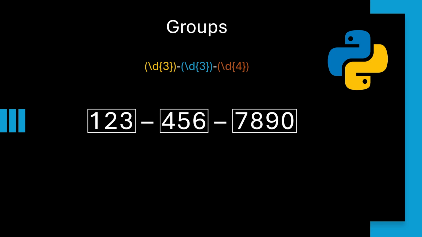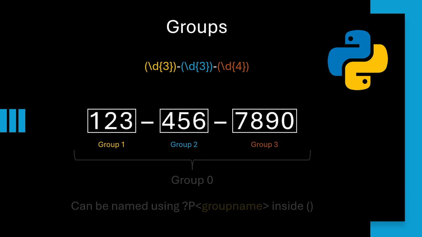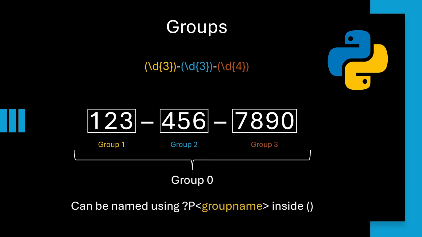Inside these parentheses, the first two groups have 3 digits and the last group has 4 digits. It will yield a result like 1, 2, 3 is one group, 4, 5, 6 is another group, and 7, 8, 9, 0 is another group. And the whole pattern is group 0, so you can access it using 0.